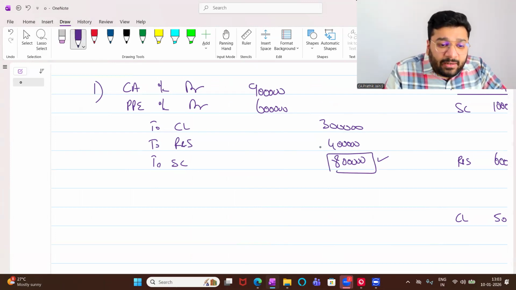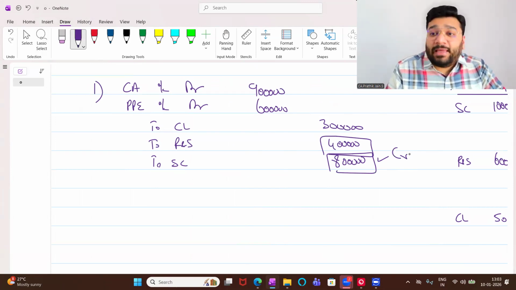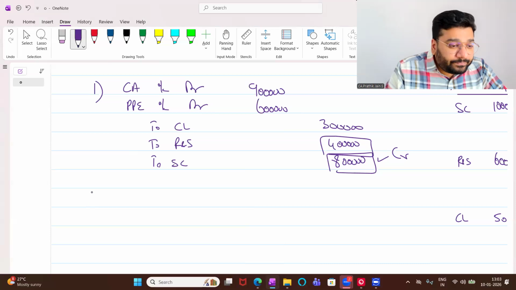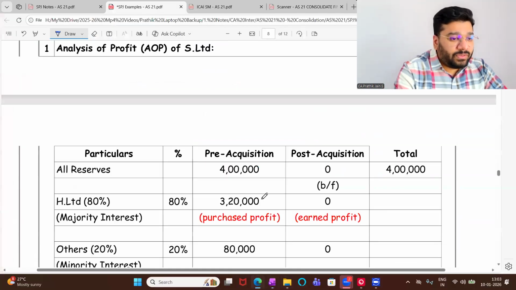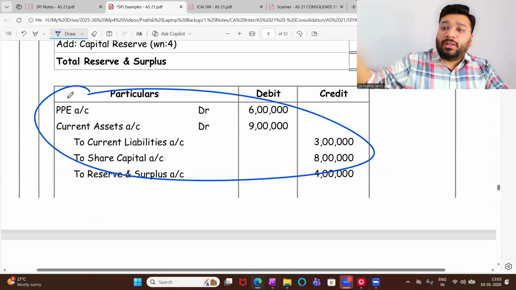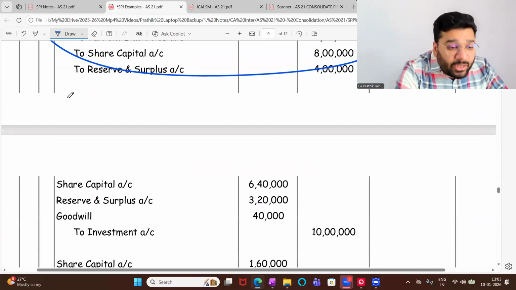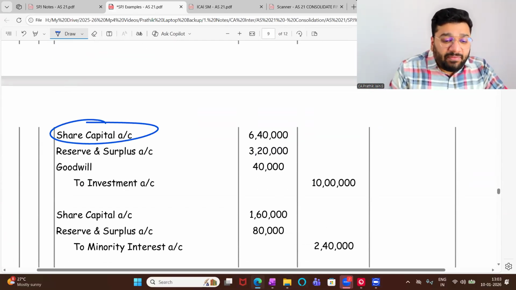Now this share capital and reserve and surplus should no longer be there in my holding company. To create it, I gave a credit. Now to cancel it, what will I do? I'll give a debit. Look here. Here is where the journal entry has been passed. So this is the journal entry for bringing in all the assets, all the liability, share capital, profit inside the holding company. Now what are we doing? Eliminating them by giving a debit.